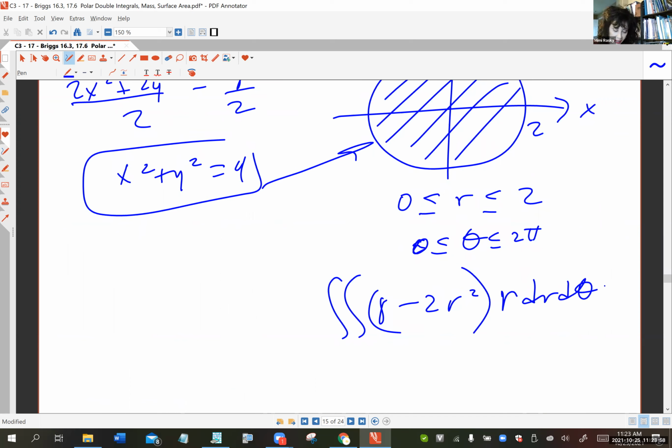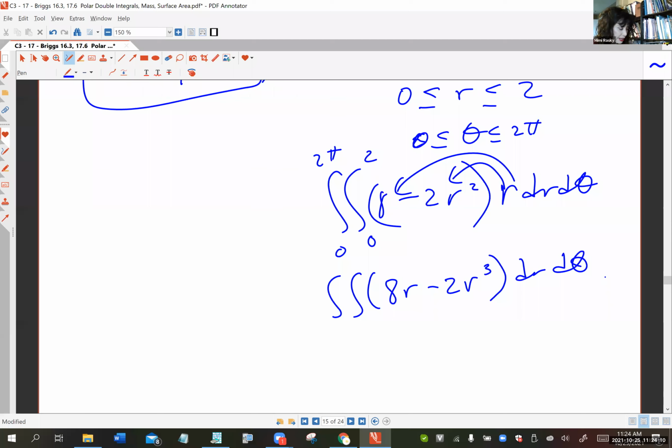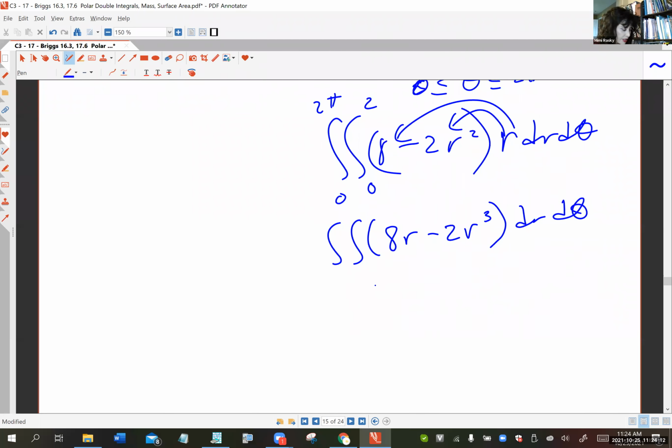Please don't forget that. And also remember to distribute your r before you try integrating with respect to r. Otherwise, you'll end up in trouble. And I'm doing this very quickly, obviously. So then I'll get an antiderivative of 4r squared minus 1/2 r to the 4th, and evaluate that between the limits of 0 and 2.